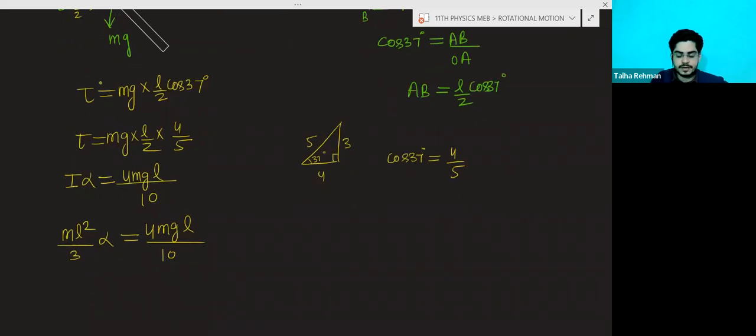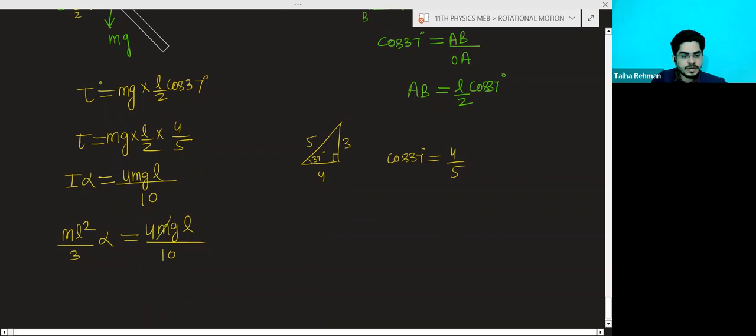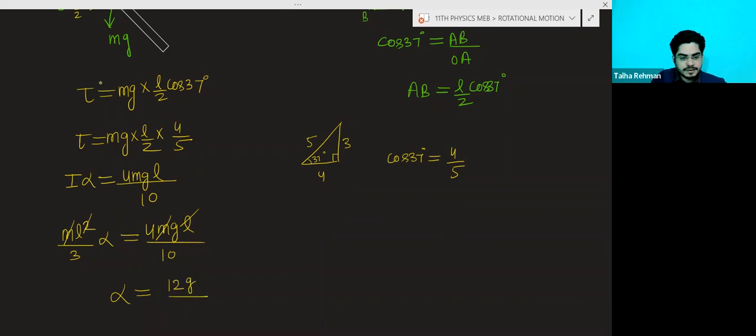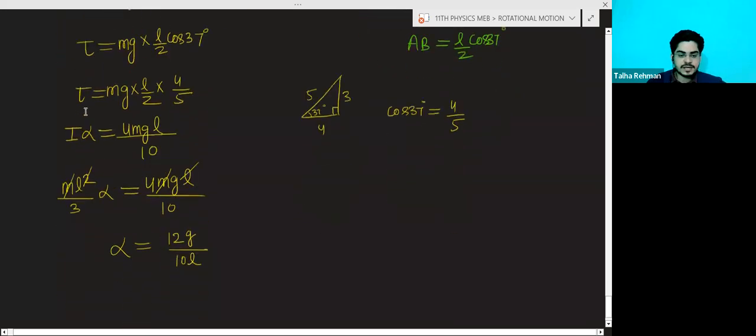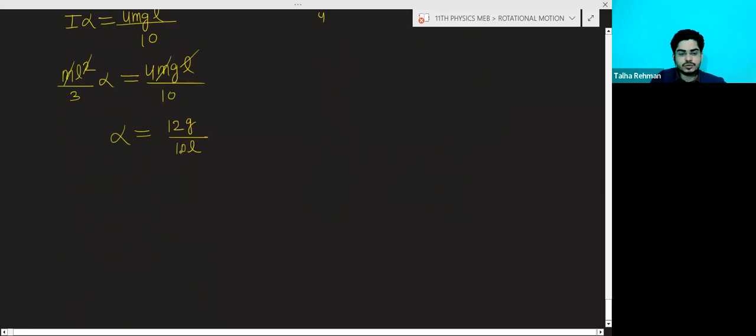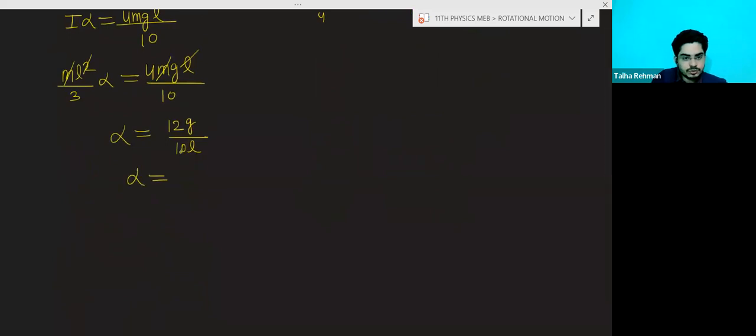From here m and m will be cancelled out, and one L is cancelled with one L. You can find alpha from here. You will get 4 threes are 12 g divided by 10 into L. Finally, cancelling 12 and 10 with 2, you will get alpha is equal to 6g divided by 5L.